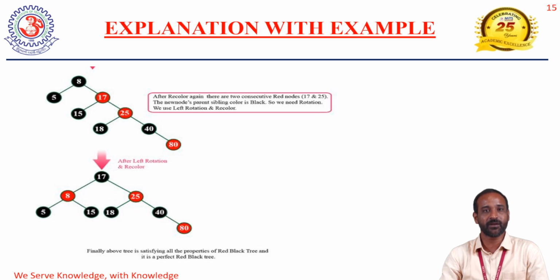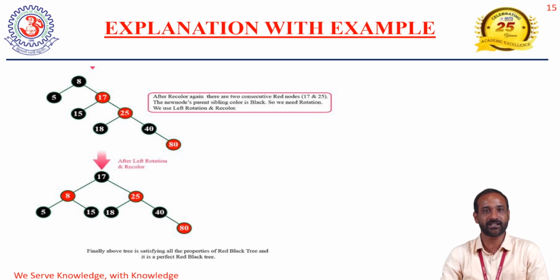After performing the left rotation, 8 moves towards the left side, and 17 also moves. So 17 becomes the root, 8 is the left child of 17, and 25 is the right child of 17. After performing this rotation, the final tree satisfies all the conditions of the red black tree. If you check once, the root node is now 17, and the root node should be black color.